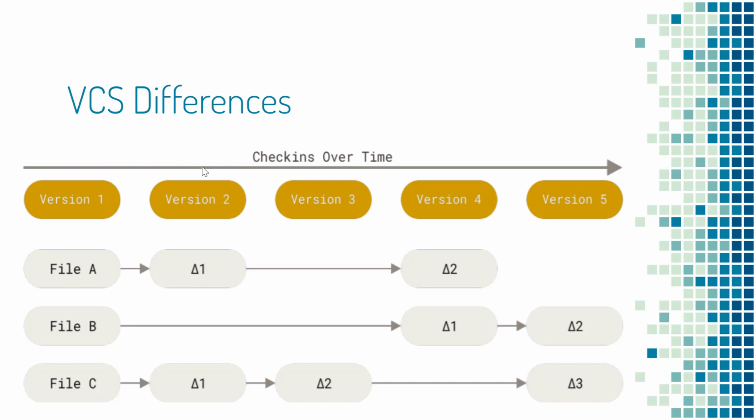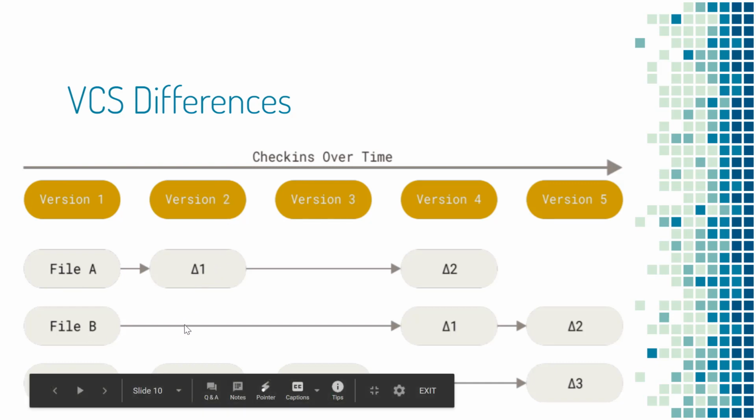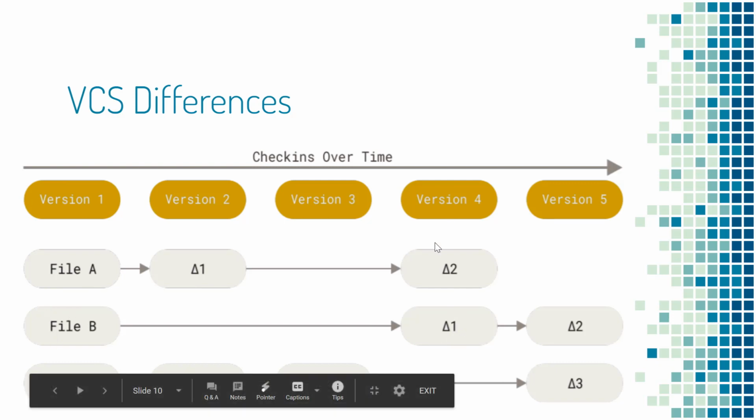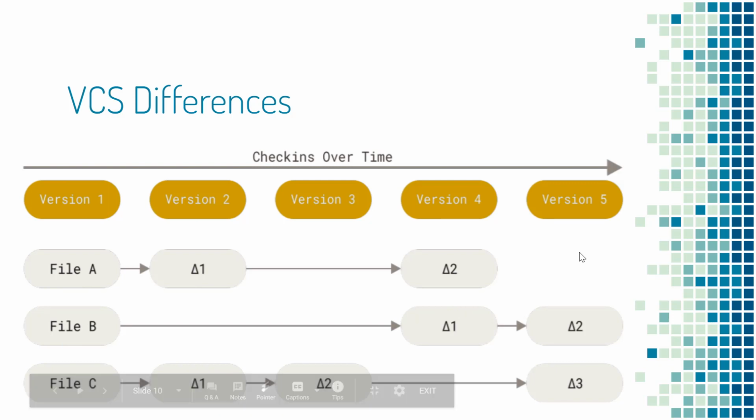In some VCS, we just count the difference between file A in version 1 and file A in version 2. As you can see here, delta 1 means the delta between file A at version 1 and file A at version 2. File B has not been changed in version 2 nor in version 3, so the first difference will be counted after we made the first modification, which is going to be on version 4.